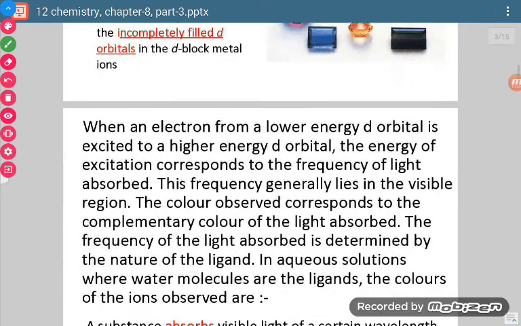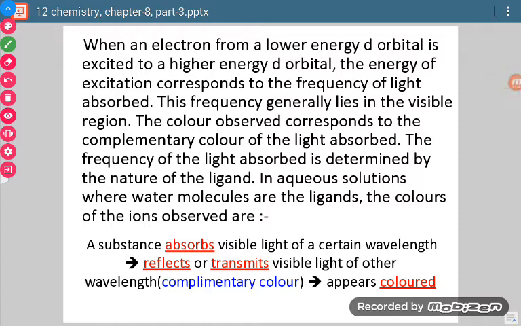Now see what the phenomenon involved is. When an electron from a lower energy d orbital is excited to a higher energy d orbital, the energy of excitation corresponds to the frequency of light absorbed. When a substance absorbs certain light, because of that absorption it gets excited from a lower energy level to a higher energy level. This frequency lies in the visible region.